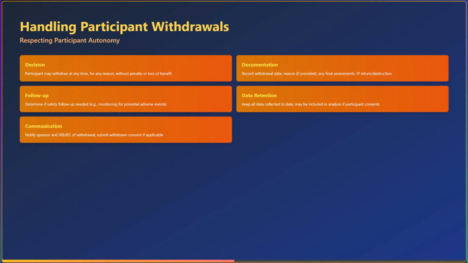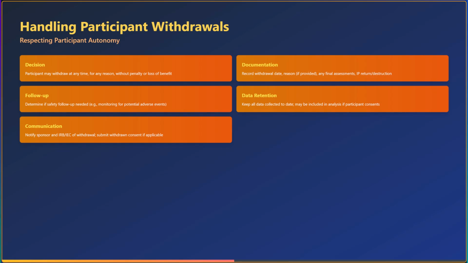When someone withdraws, the investigator has to act fast. Log the date, the reason if the participant offers one. You don't push for a reason if they don't offer. No, you document it if provided. Then, crucially, determine if any safety follow-up is needed. Maybe there was an adverse event brewing.